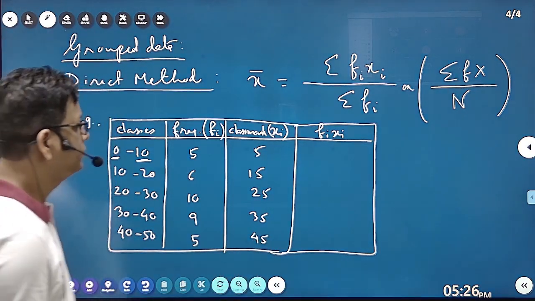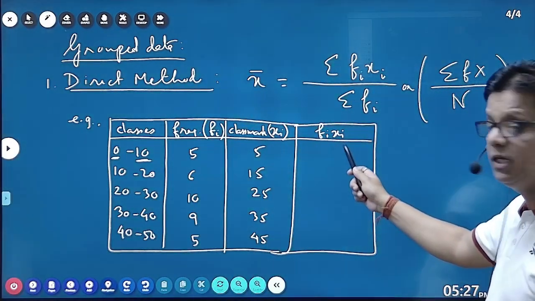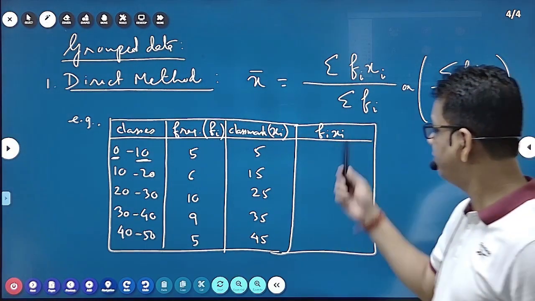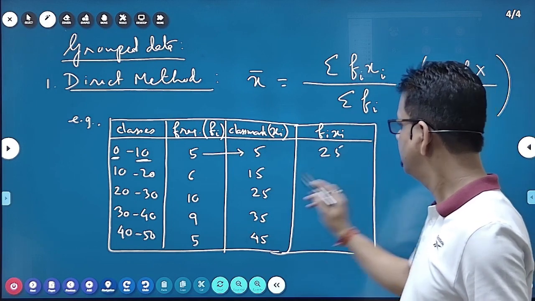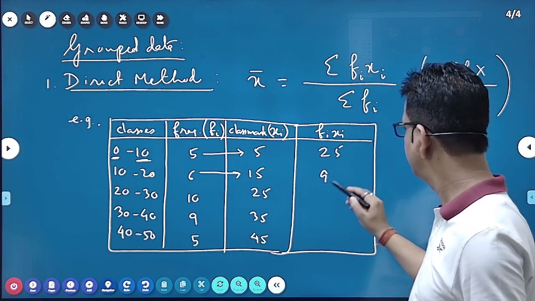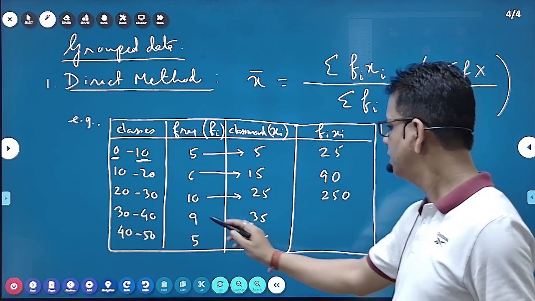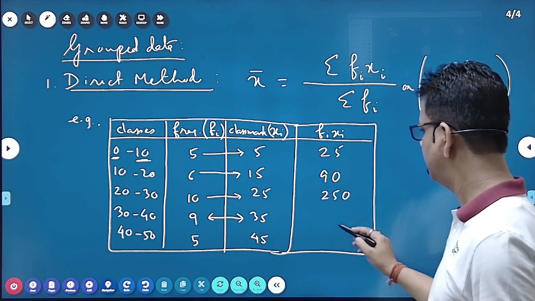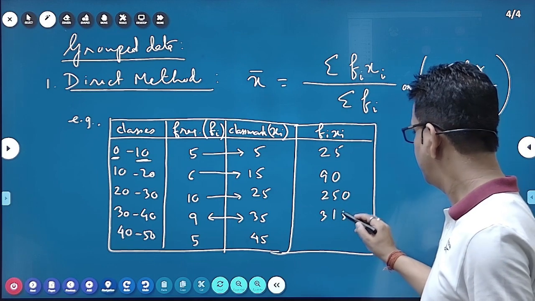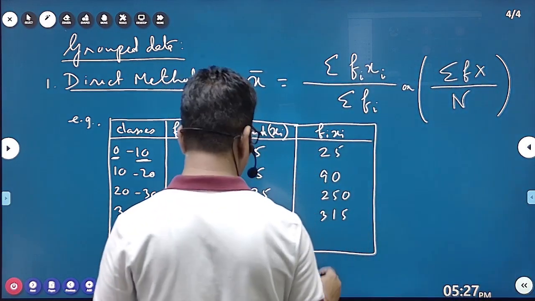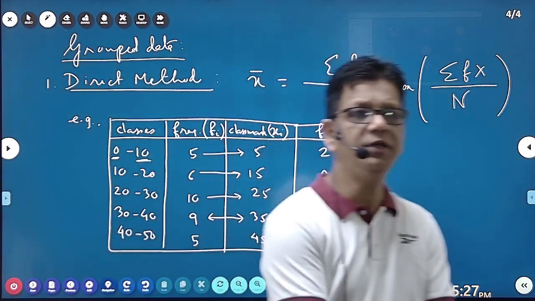Done. Now the last column says that we need to find fi into xi. This is the product of fi and xi. So if you multiply, 5 into 5 is 25, then 6 into 15 is 90. 10 into 25 is 250. 9 into 35 is 315, and then 5 into 45 is 225. Done. So everything is now ready in the table.